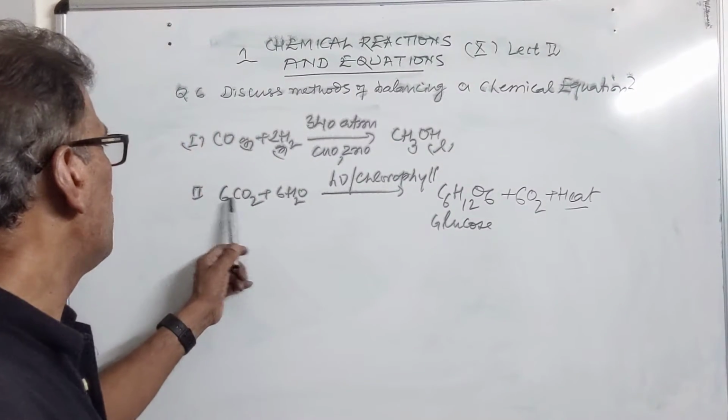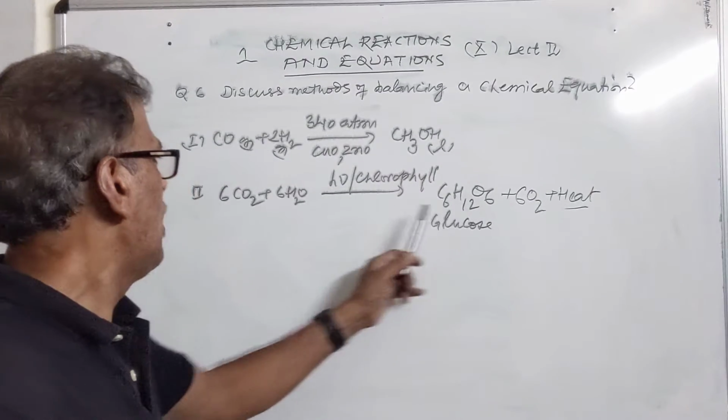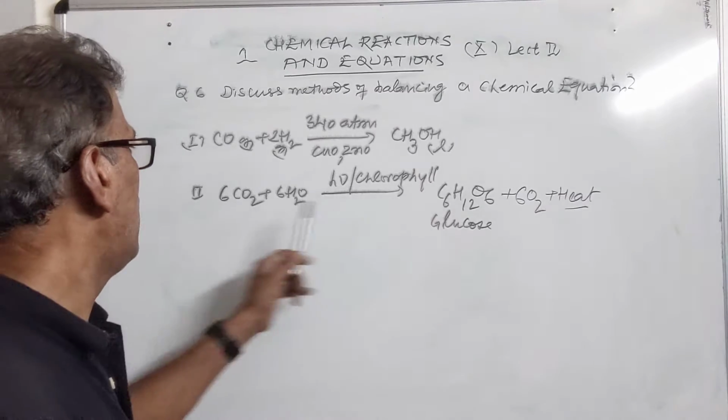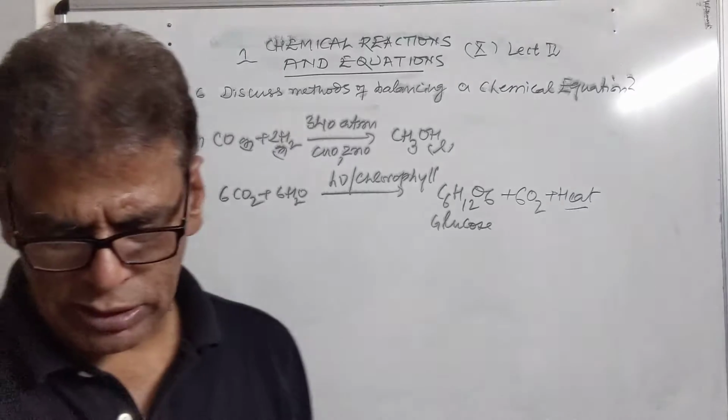You can count oxygen: 12 plus 6, 18. Here we have 6 plus 12, 18. 12 hydrogen, 6 carbon on this side, 6 carbon on this side. So this is a balanced chemical equation.